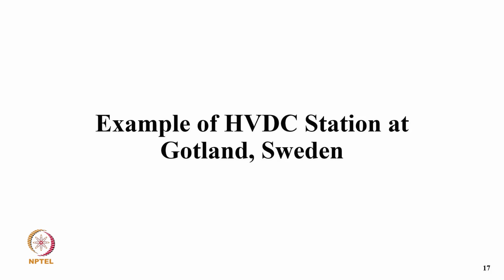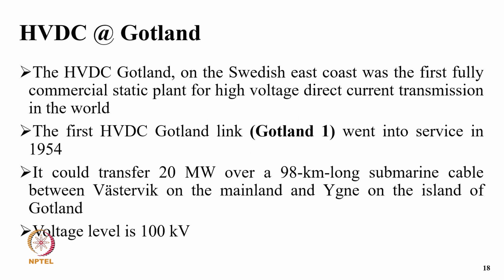Now coming to examples of HVDC stations: Gotland, Sweden, which was first experimented with a different technology. The HVDC Gotland on the Swedish east coast was the first fully commercial static plant for high voltage DC transmission in the world. The first HVDC Gotland link went into service in 1954 with the mercury arc rectifier, and it could transfer 20 megawatt over a 98 kilometer long submarine cable between Västervik on the mainland and Ygne on the island of Gotland, at a voltage level of 100 kilovolt.